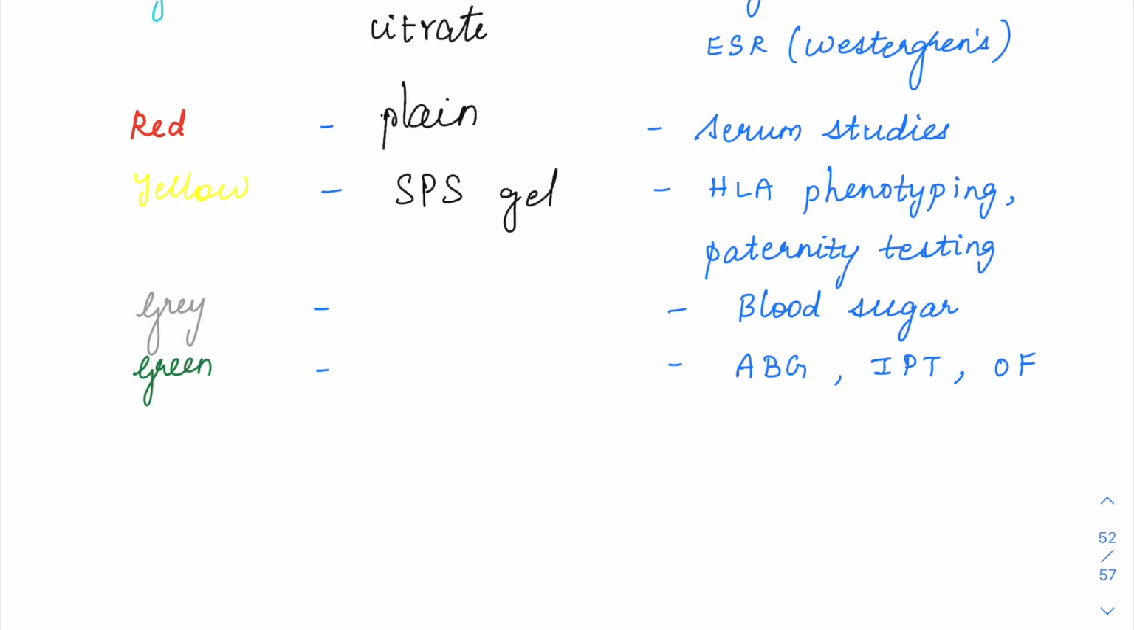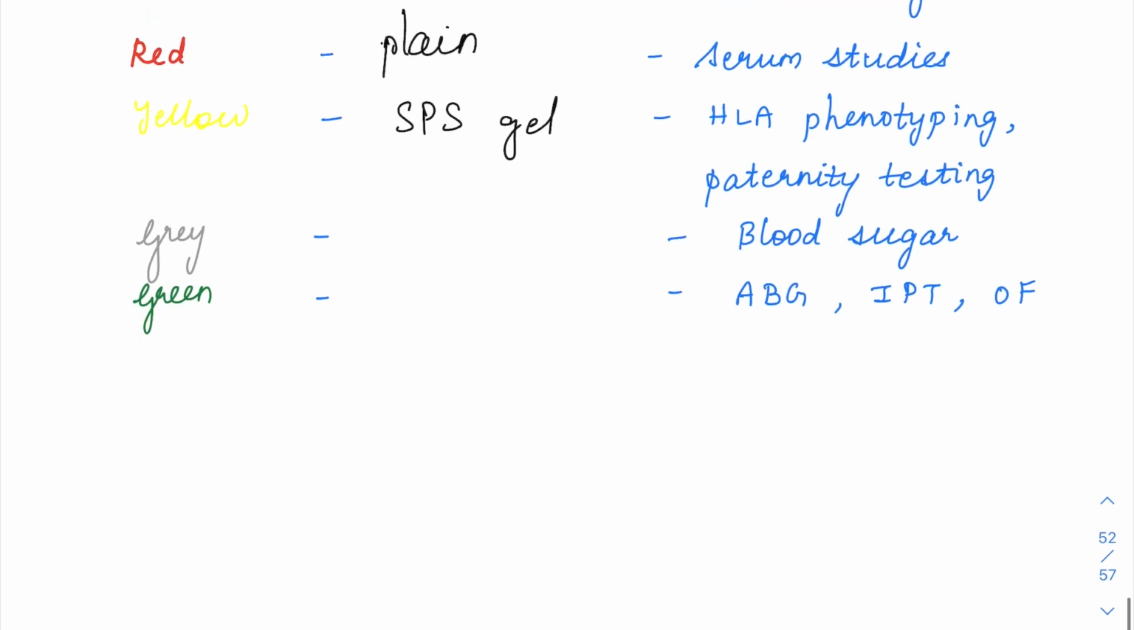SPS gel is also similar to the red cap. It is also used mainly for serum studies. Apart from that, you can also use it for HLA phenotyping and also for paternity disputes. So there also you can use this yellow gel.